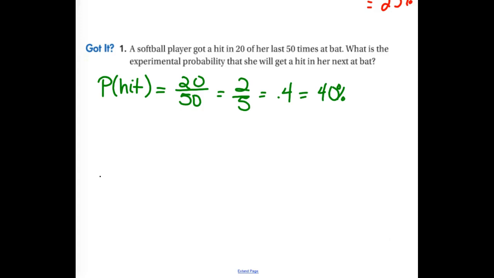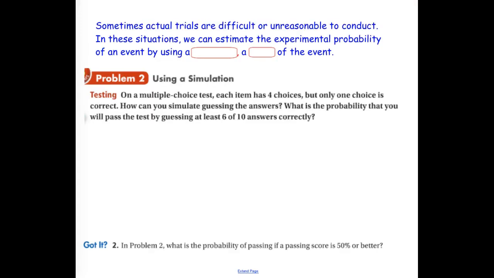Questions on experimental probability? Okay, we're just basing it on the data. Sometimes actual trials are difficult or unreasonable to conduct. In these situations, we can estimate the experimental probability of an event using a simulation, which would be a model of the event. Okay, a simulation. So this is where you need your graphing calculators. Go ahead and get those out. I have some on my desk if you need them.